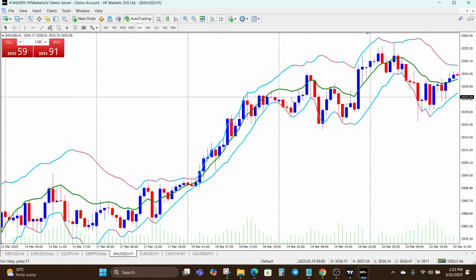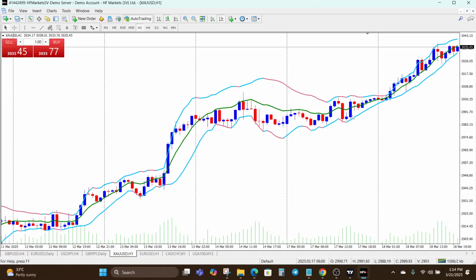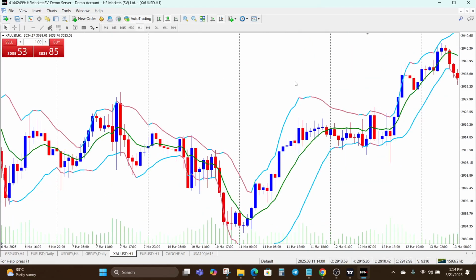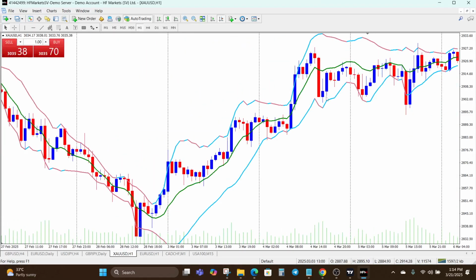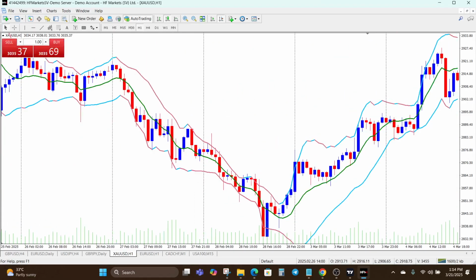Obviously, we had a bullish trend here. Obviously, we had a consolidating trend here. This was bullish. This was bullish, and this was clearly bearish, right?